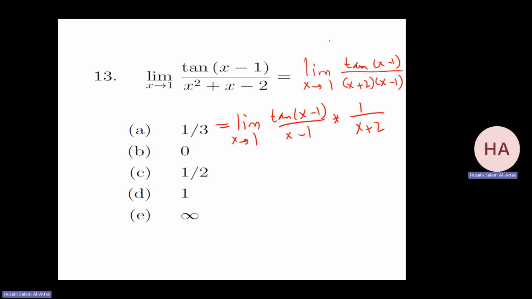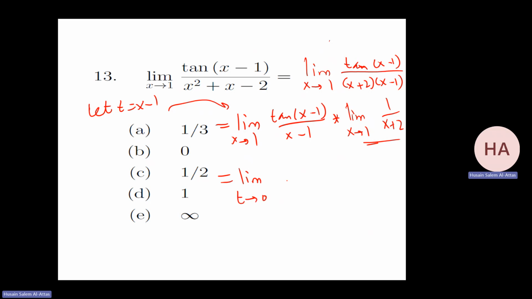Now, in this case, let me split it into two limits. This is an easy limit. I need to let t equal x minus 1, so I have the limit as t goes to 0, since if x goes to 1, this goes to 0. Tan t over t, I know this is 1, times the other limit. What you will get, this is 1, this is 1 over 3. So the answer is 1 over 3.